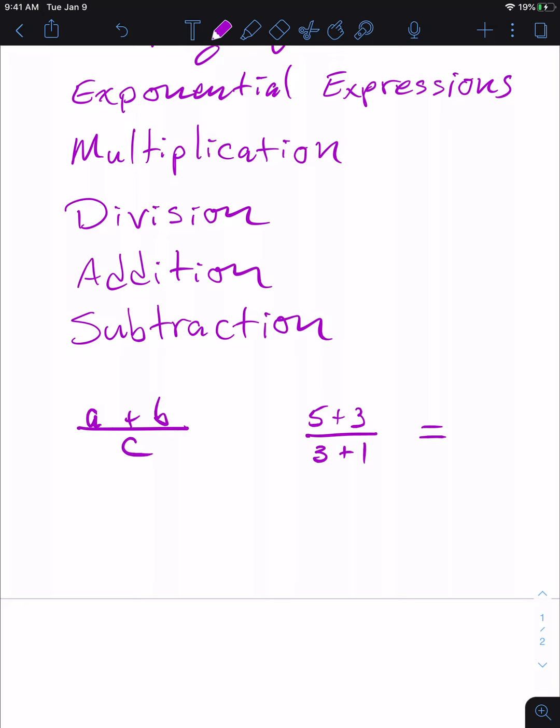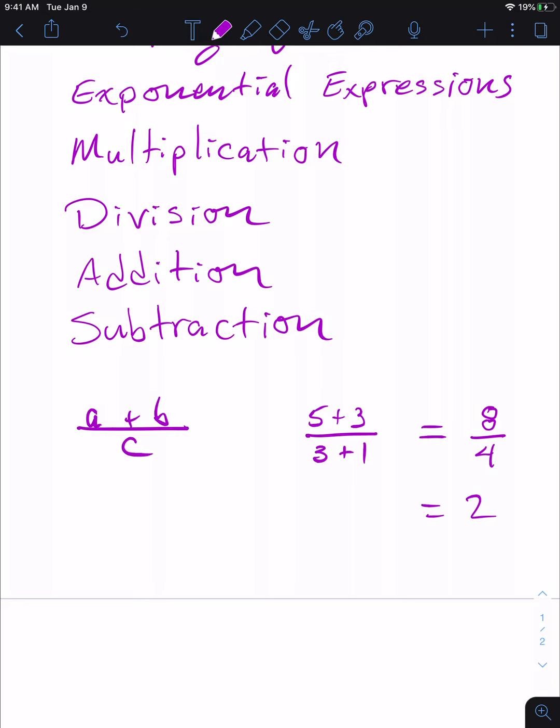The bar itself represents grouping symbols. 5 plus 3 is a group, and 3 plus 1 is a group. And this ends up being the same as saying 8 divided by 4, and that would equal 2. So those are some ways of thinking about it, and that's grouping symbols.